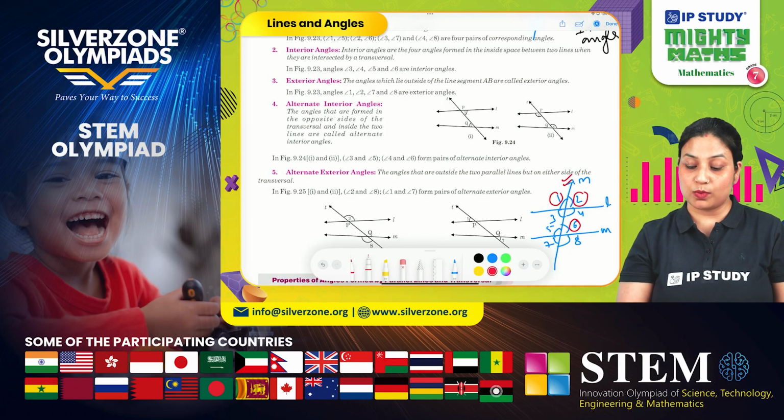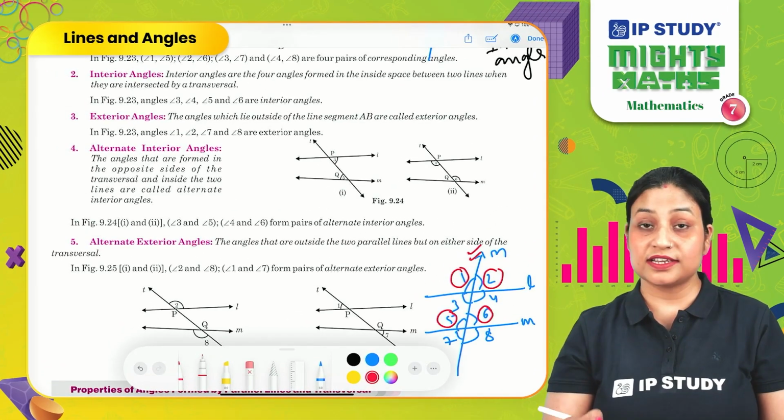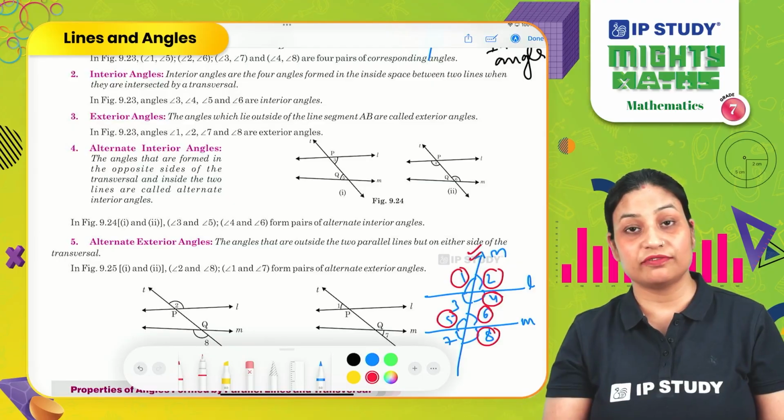Similarly, angle 1 and angle 5. They are also on the same side of the transversal, right? In the same way, angle 4 and angle 8. They are on the same side of the transversal.